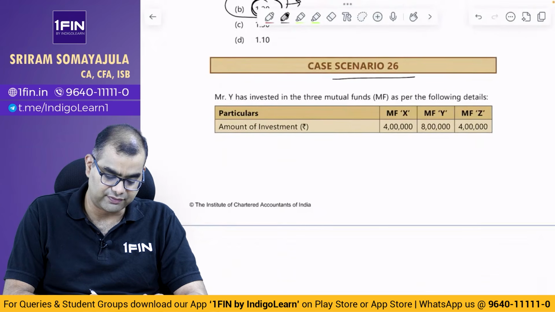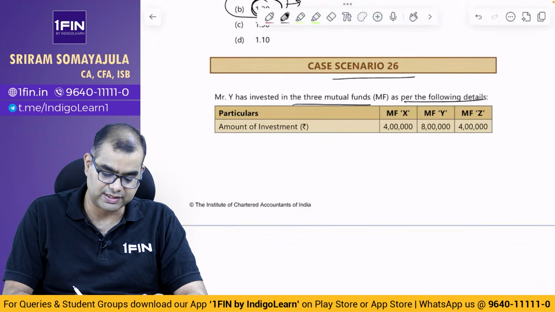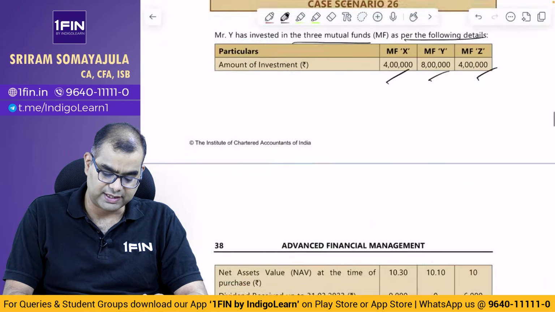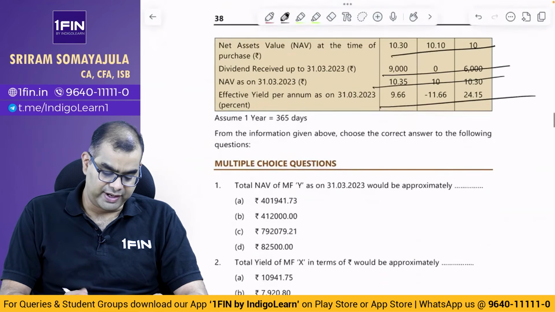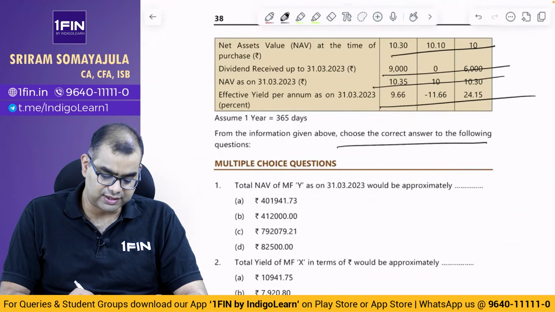Case scenario 26. Y has invested in 3 mutual funds as per the following details: X, Y, and Z. 4 lakhs, 8 lakhs, 4 lakhs. Net asset value is so and so. Dividend received is so and so. NAV is so and so. Effective yield is so and so. Assume 1 year 365 days. From the information given above, choose the correct answer to the following questions.